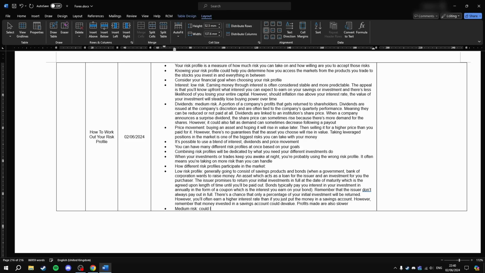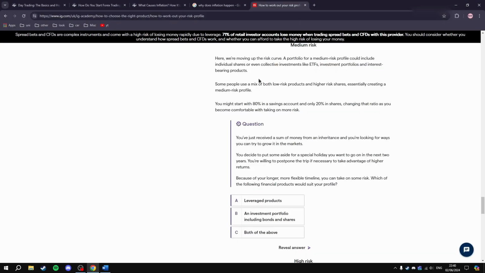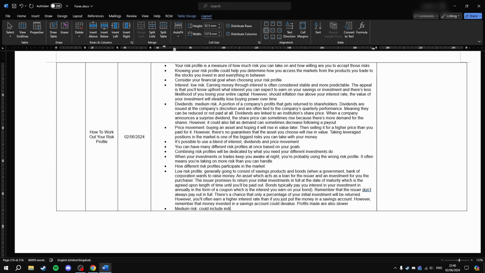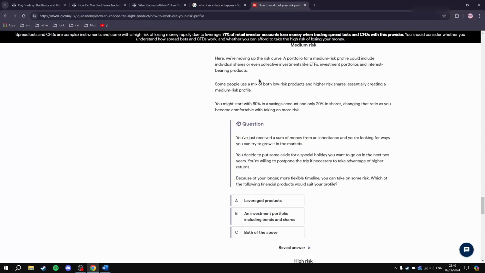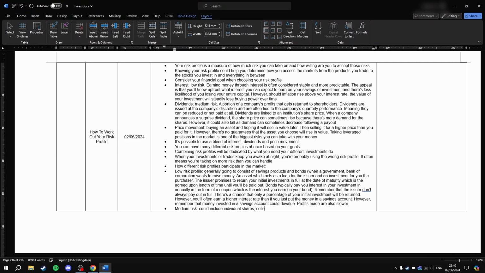So it could include individual shares, collective investments like ETFs, investment portfolios, and interest-bearing products.